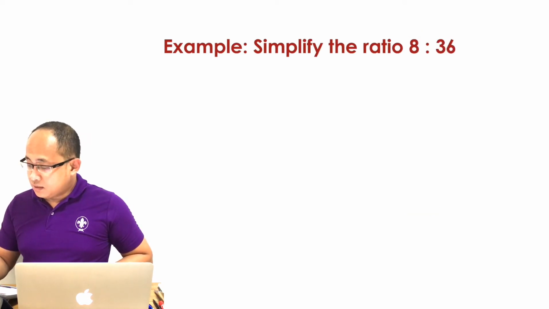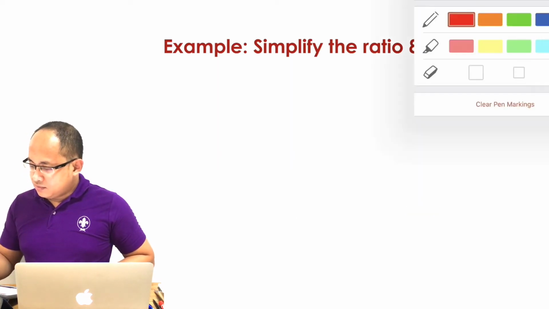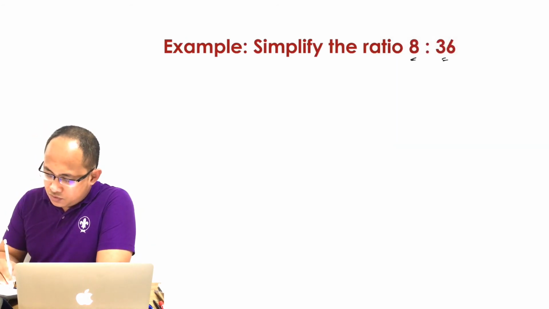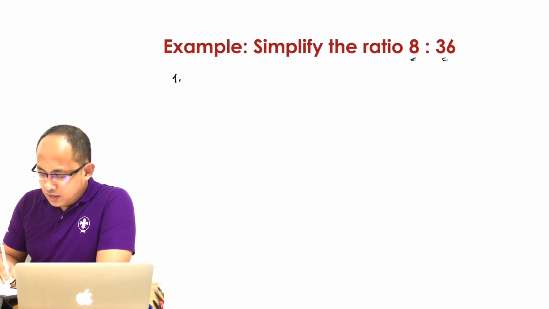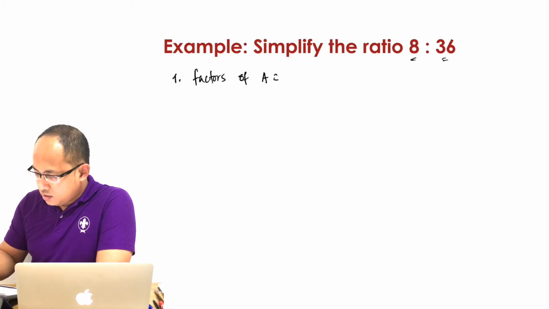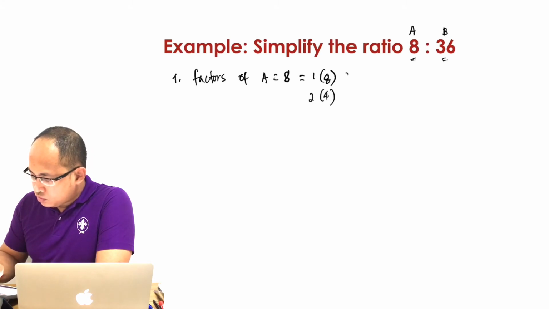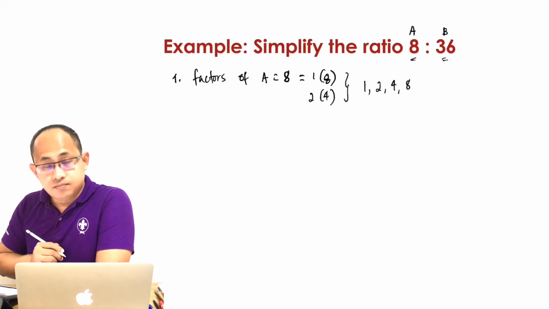Now let's have another example. All right, let's have another example. We have here 8:36. First step, factors of A. Now this is our A, this is our B. What is A? A is 8. So what are the factors of 8? You have here 1 times 8, and 2 times 4. So therefore, we have 1, 2, 4, and 8.